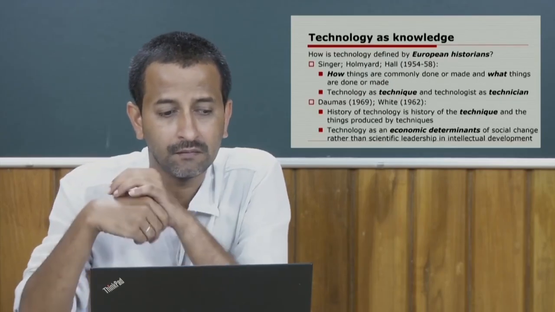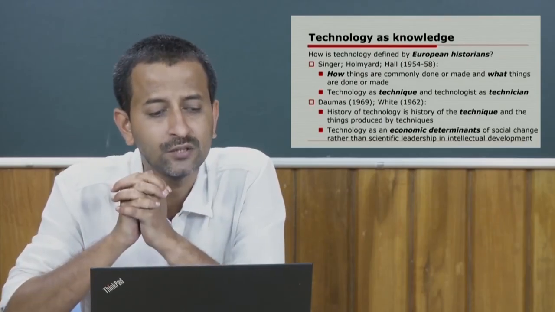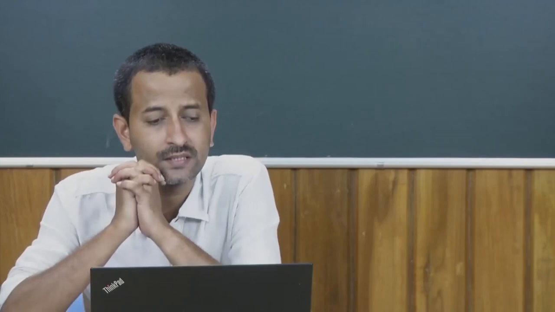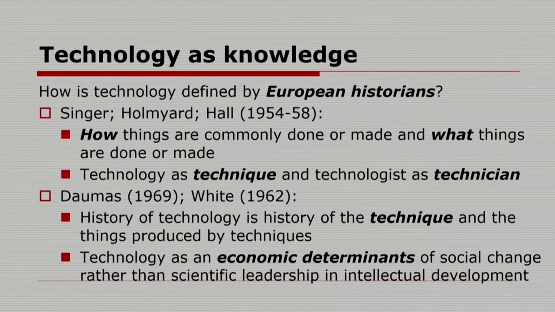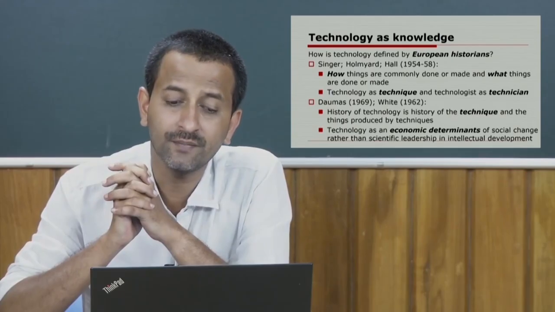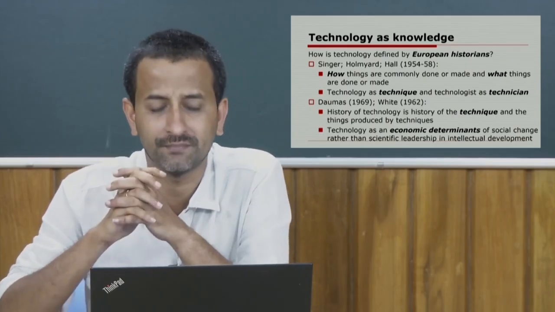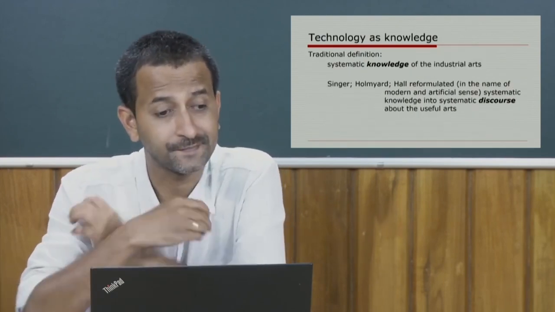Okay. Before getting into the traditional definition, let us see how others also define. Maurice Daumas and White also discussed technology. The history of technology is the history of technique and the things produced by those techniques. Technology may be considered an economic determinant of social change rather than scientific leadership in intellectual development. Okay. That is the traditional definition.